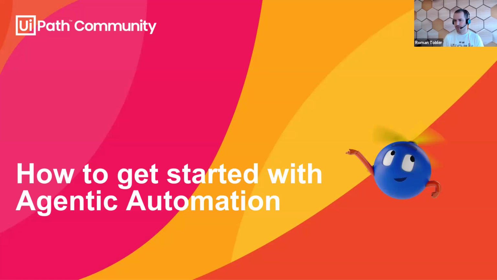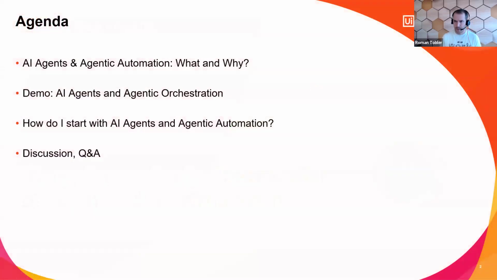So how to get started with agentic automation? Let's take a look at the agenda. What are AI agents and agentic automation, and why do they matter? We want to give a brief overview on this. Then we've got a live demo to showcase something that UiPath has added, or some things, maybe plural, that they have added to their products, the platform. And then, of course, the question: how do you start with these products, features, and technologies?